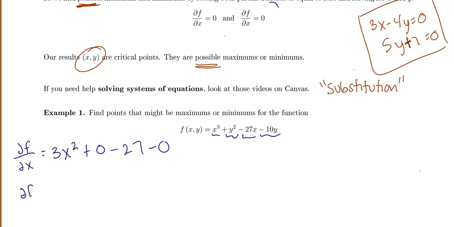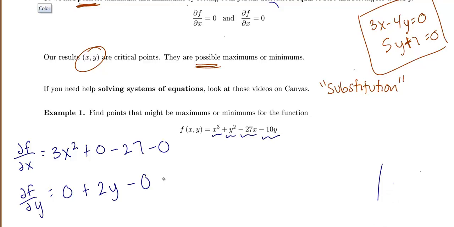Now we switch gears, and we do it with respect to y. So x cubed, we don't care about x at the moment, so that's a 0. Y squared, the derivative of that would be 2y. 27x, we don't care about that, so 0. And minus 10y, that would be minus 10.